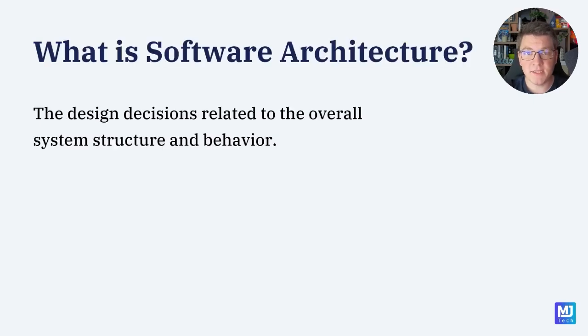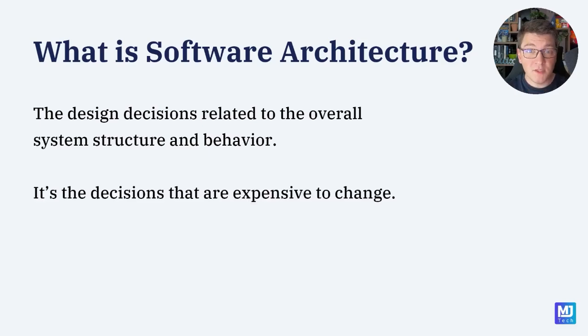Let's start with a simple question, and that is, what is software architecture? A simple definition could be that software architecture are the design decisions related to the overall system structure and behavior. This relates to the components that are parts of your systems, such as any applications, databases, and other external services that you might be integrating with, and typically software architecture decisions have a very big impact on the qualities of the software system that you are developing.